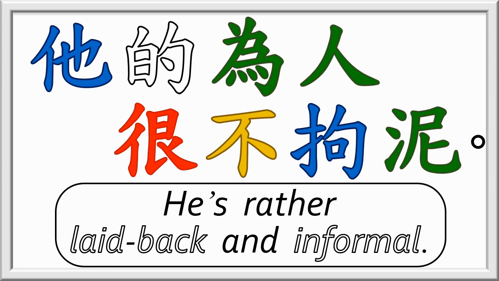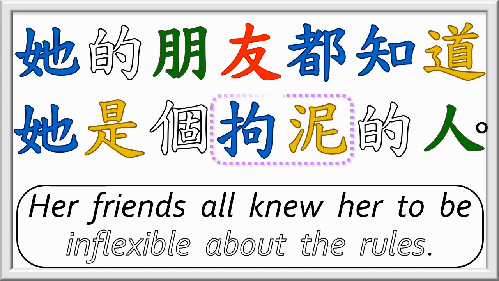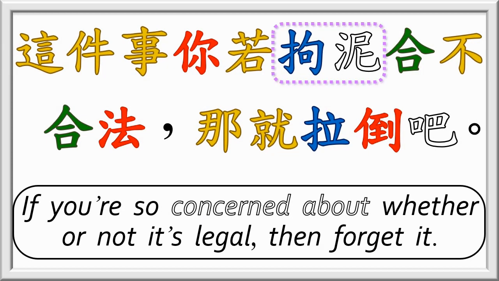他的为人很不拘泥。He is rather laid back and informal. 爸爸很少对衣着过分拘泥。Dad was hardly a stickler about what he wore. 他的朋友都知道他是个拘泥的人。Her friends knew her to be inflexible about the rules. 这件事你若拘泥合不合法，那就拉倒吧。If you're so concerned about whether or not it's legal, then just forget it.